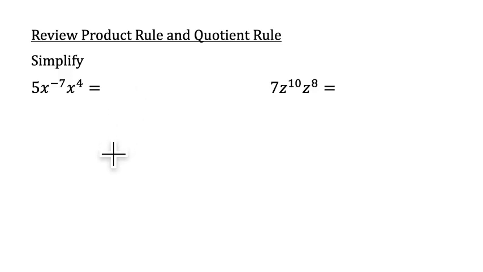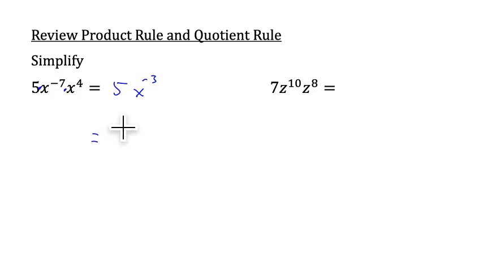Let's review some of our exponent rules first. Here we are multiplying two exponential expressions with the same base. So this is really 5 times x to the negative 7th power times x to the 4th power. So the 5 just tags along. That exponent has nothing to do with that 5. And then since these exponential expressions have the same base, we add the exponents. So 5x to the negative 3rd power, because negative 7 plus 4 is negative 3.